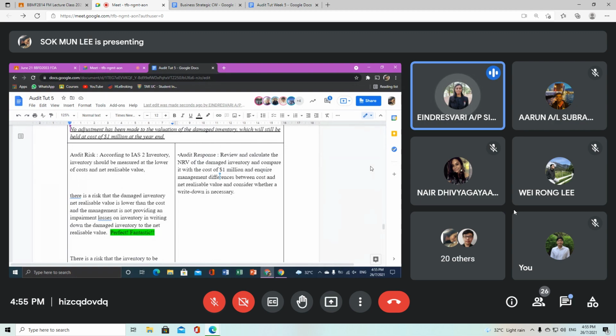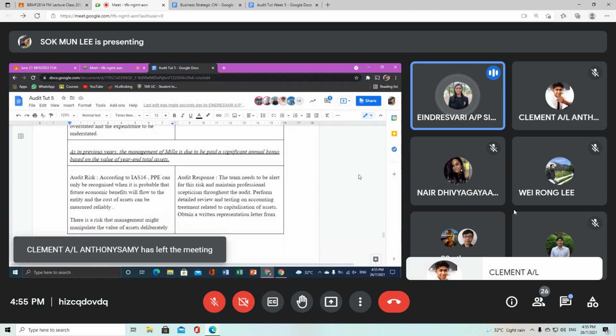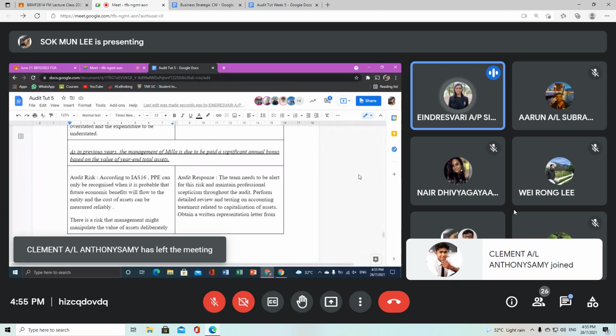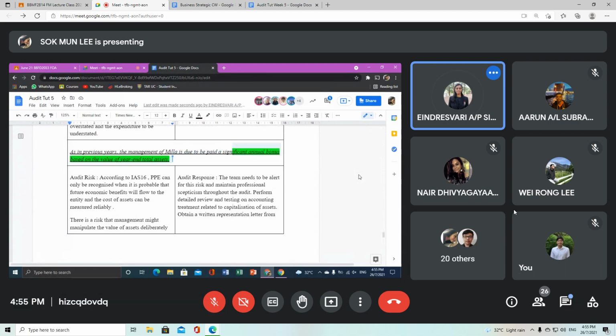Okay, scroll down next point. As in previous year, they are supposed to be paid with annual bonus. So what happened with bonus? Based on total asset. So if your total asset is high, bonus will also be high. So can I push this to next page?